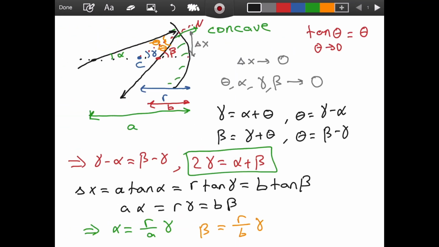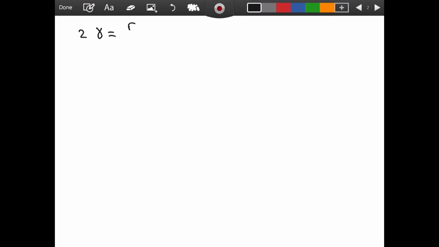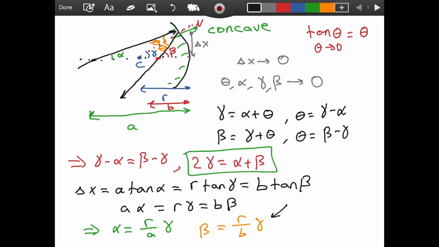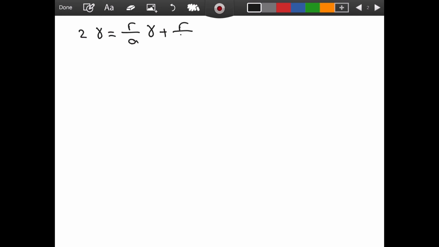So we have 2 gamma is equal to, as I argued, alpha plus beta. So let's substitute. For alpha, we're going to write r over a gamma, plus, for beta, it is right here, r over b gamma. And as you can see, this angle gamma is gone. This is great.